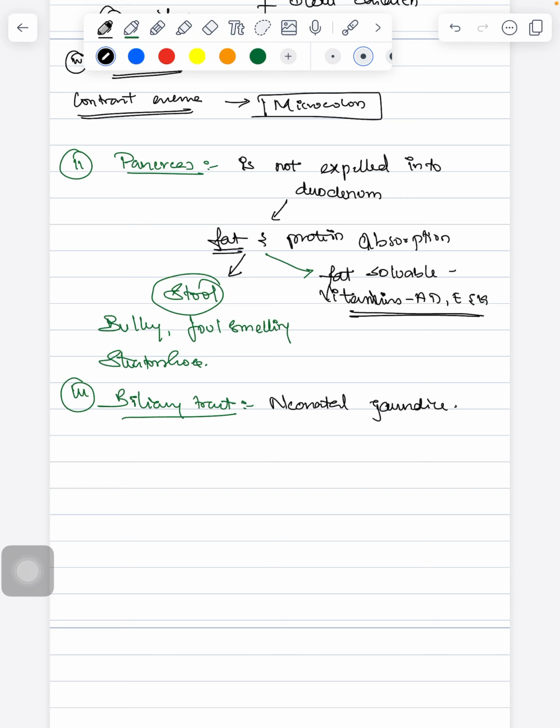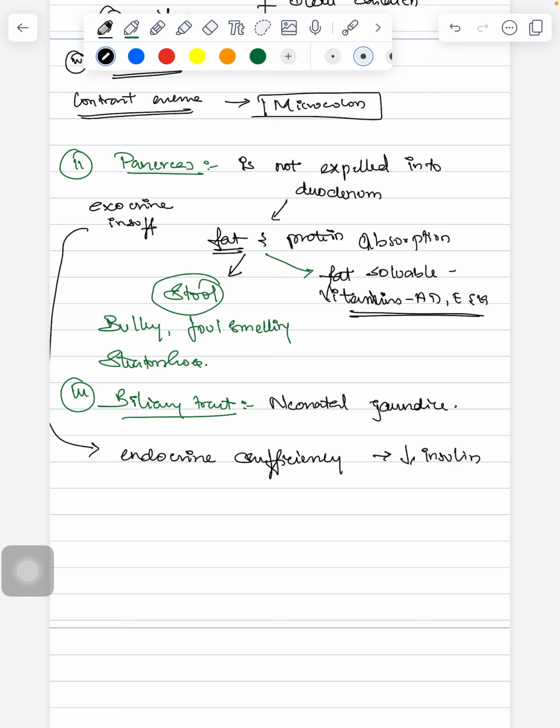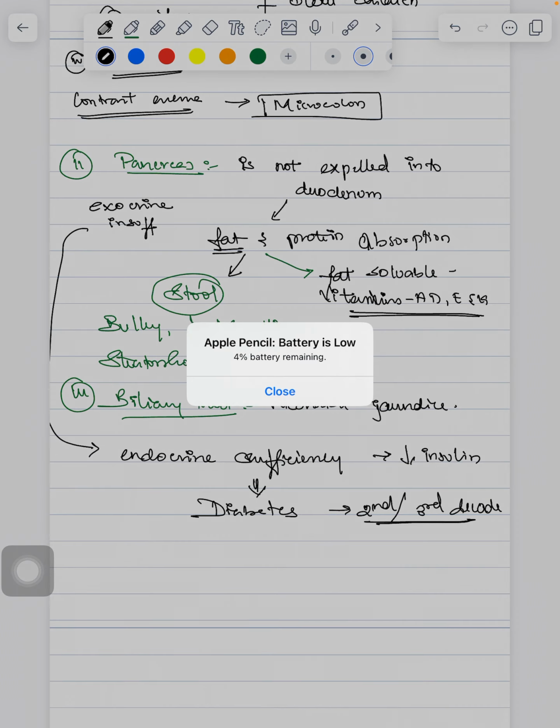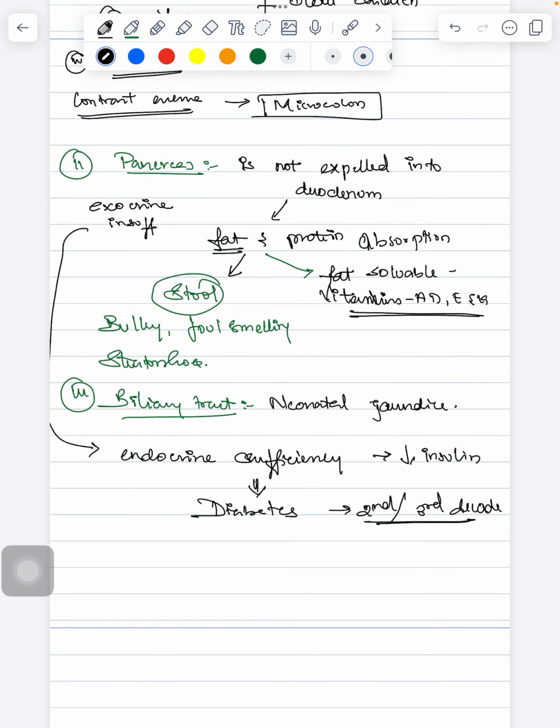In pancreas, it is mainly an exocrine insufficiency in the beginning. The child can present with endocrine insufficiency. When there is an endocrine insufficiency, what will happen? There will be a decrease in your insulin. So the child can present with features of diabetes mellitus in the second decade. Okay. So these are the features of the child with cystic fibrosis in your GI tract.